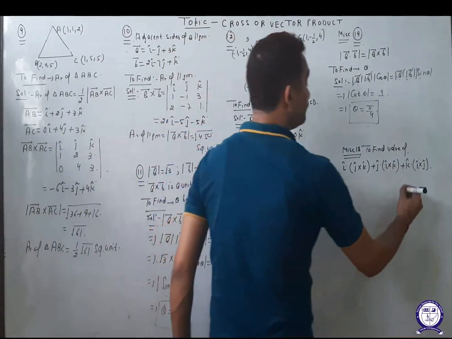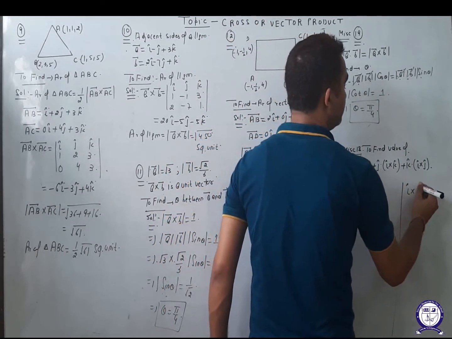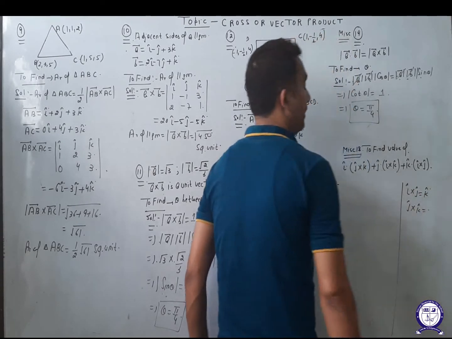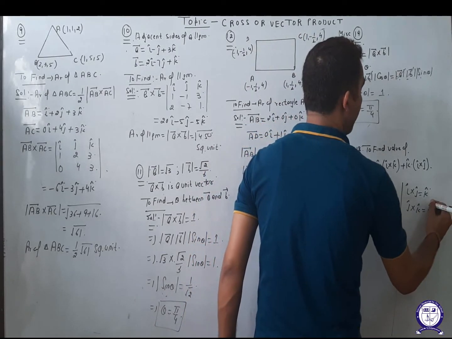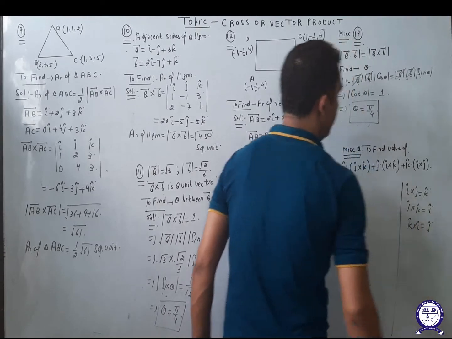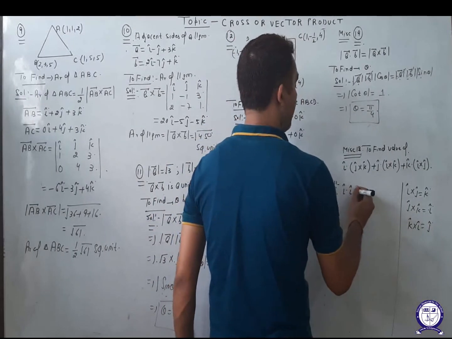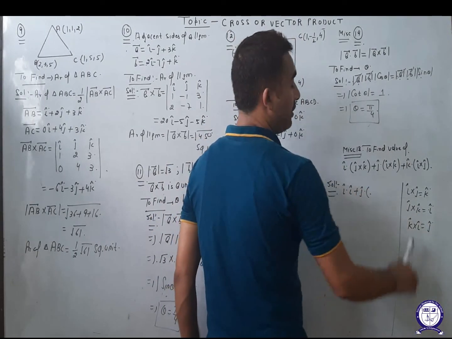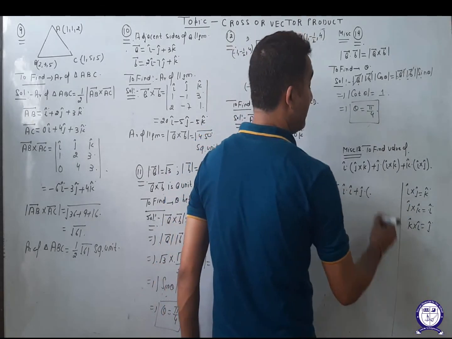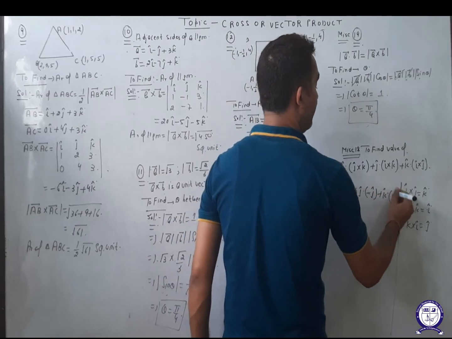After that, the question is asking about that value. As we know, cyclic order: i cross j is equal to k cap, j cross k is equal to i cap, k cross i is equal to j cap. So i cap dot j cross k is i cap, plus j cap dot i cross k, but we have k cross i, so they are interchanging, minus j cap, plus k cap dot i cross j, that is k cap.